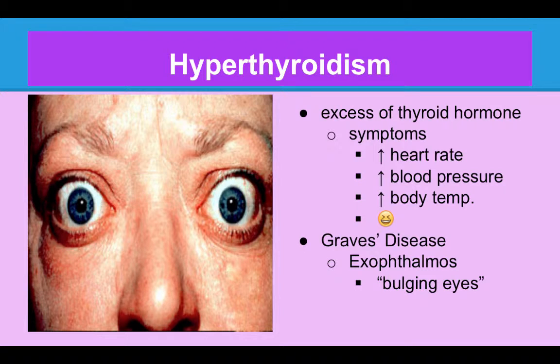Now we'll look at different disease states. First, hyperthyroidism is caused by an excess of thyroid hormone. Symptoms include increased heart rate, blood pressure, body temperature, and a hyperactive state. Graves' disease is an example in which the eyes will bulge, and that's called exophthalmos.